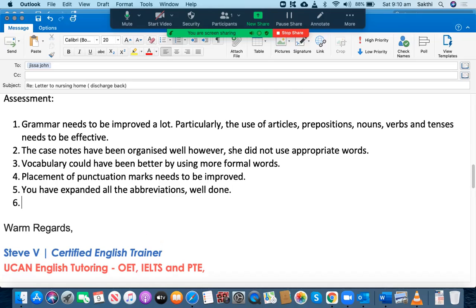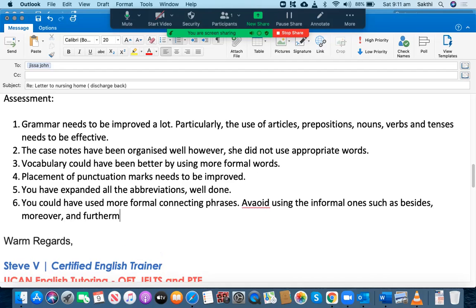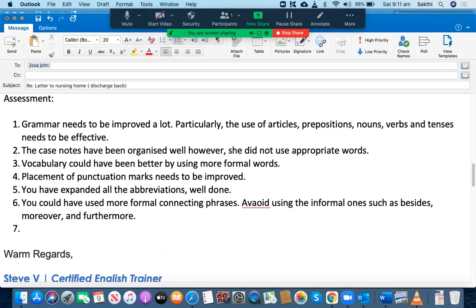All right, and then what she has done, you could have used more connecting phrases, because I have added many connecting phrases. You could have used more connecting phrases. The connecting phrases must be formal connecting phrases, and avoid using the informal ones, such as besides, moreover, and furthermore. So these are the ones that you should avoid. Okay. All right. And what else?